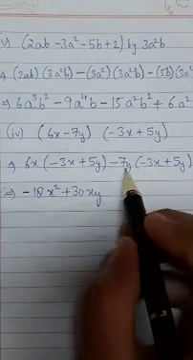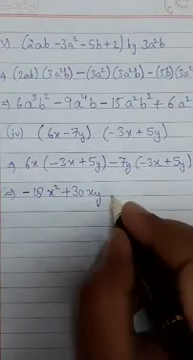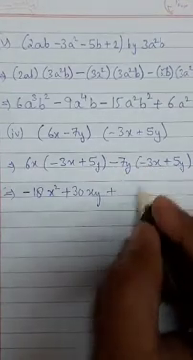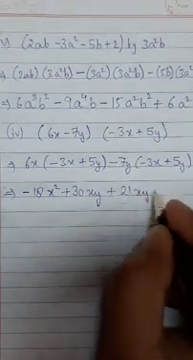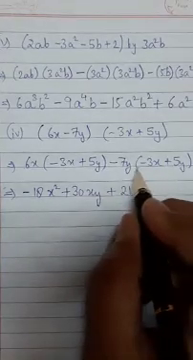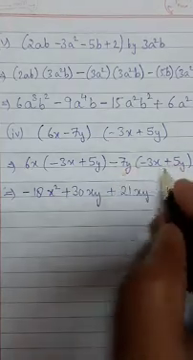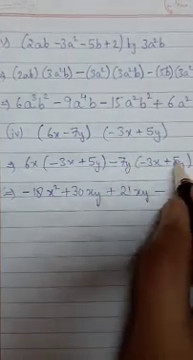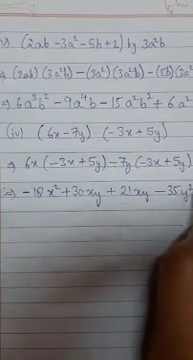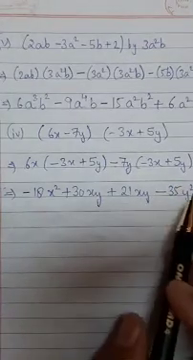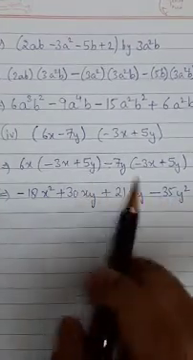Now we proceed further. Minus into minus is plus. 7 into 3 is 21. Y into x can be written as xy, just following the order of the English alphabet. Then minus into plus is minus. 7 into 5 is 35. Y into y is y square. Now we have 4 terms as a result of the multiplication.